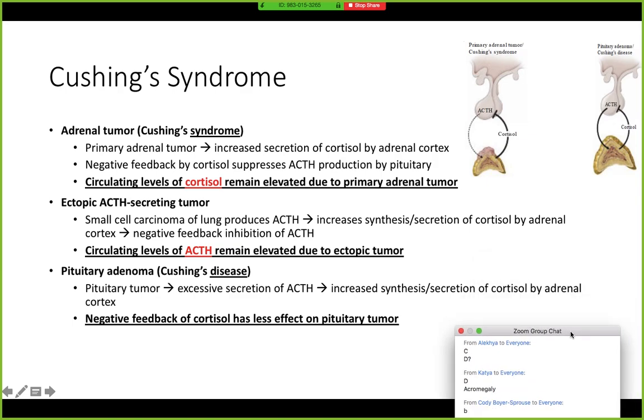All right. Cushing's syndrome. There we go. Okay.